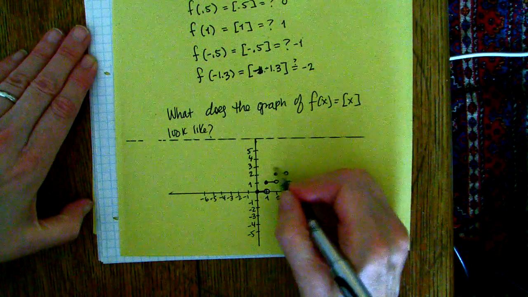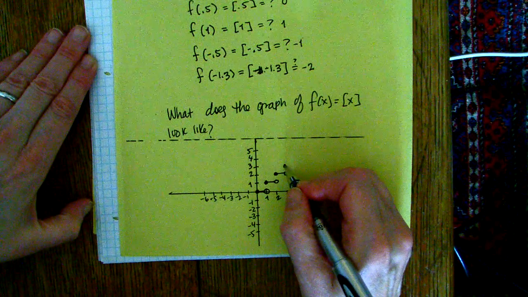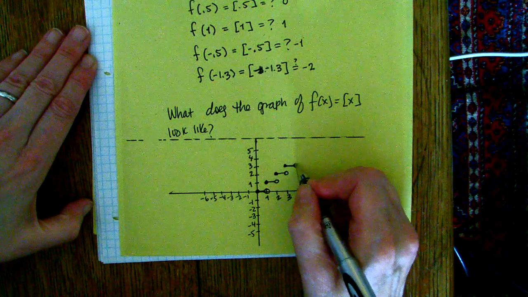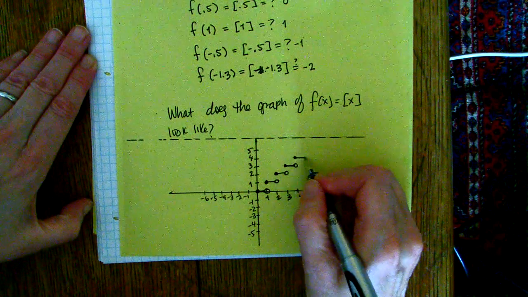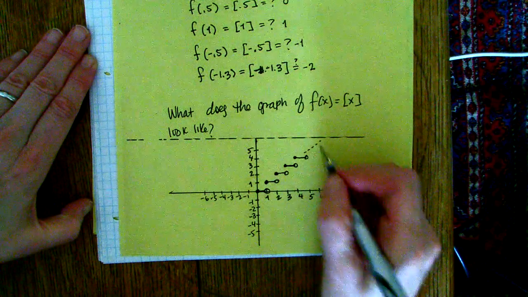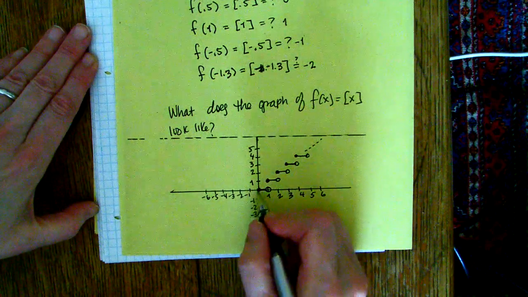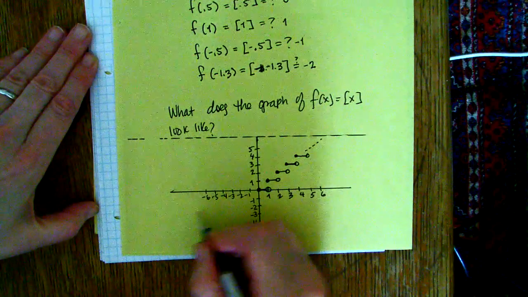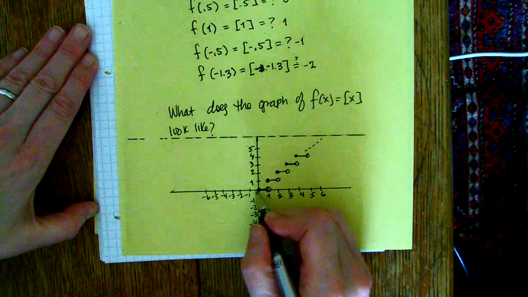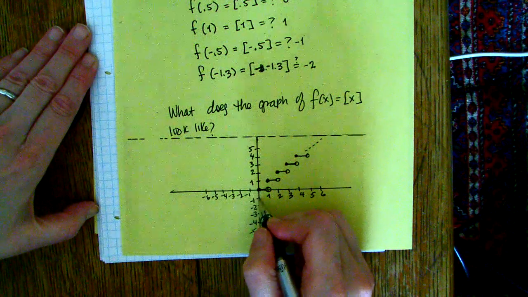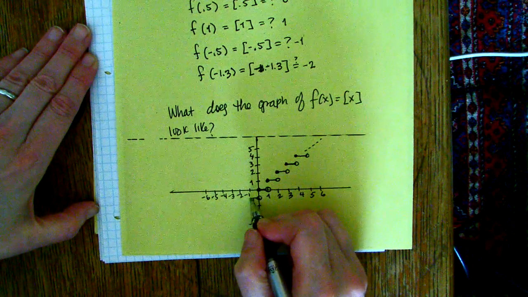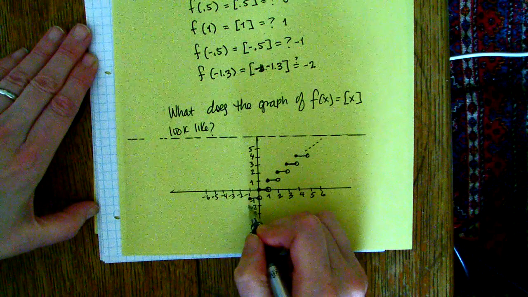2, 3, everything between 3 and 4, everything between 4 and 5, etc. And then that goes on forever. And then that same pattern follows down here. So everything between 0 and negative 1 is actually negative 1. So I've got a hole right here, and then the step, and then a hole right here, and then the step.